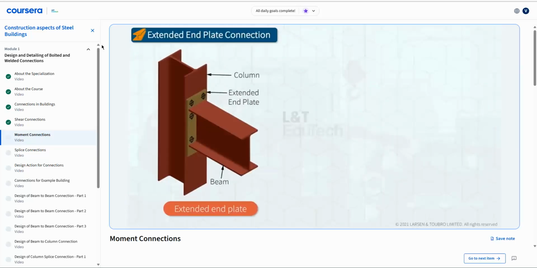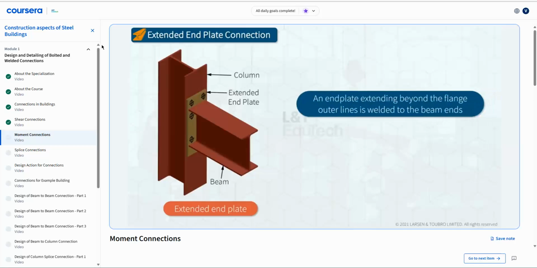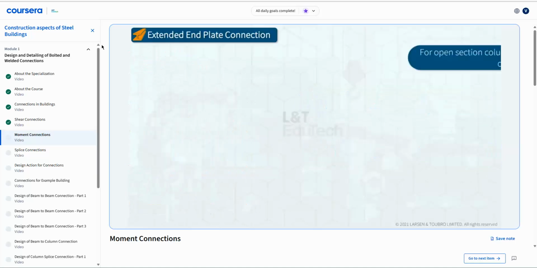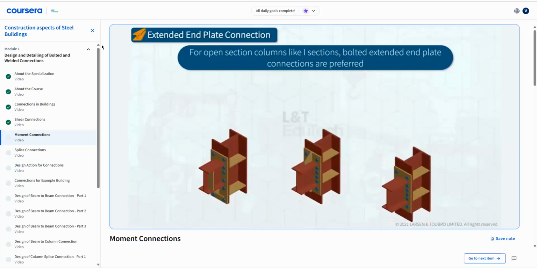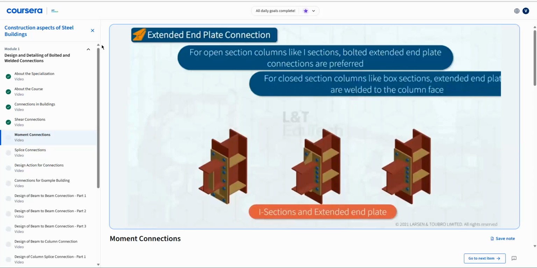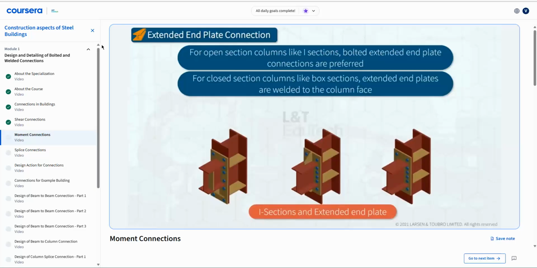Extended end plate connection is another type of moment connection between the beams and columns. In this case, an end plate extending beyond the flange outer lines is welded to the beam ends, and the connection between this end plate and column is done using bolting or welding. In the case of open section columns like I sections, bolted extended end plate connections are generally preferred. However, in the case of closed section columns like box section, extended end plates are welded to the column face.